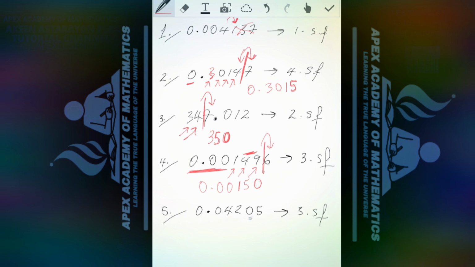0.04205. I wanted to add this one where we have a third significant figure. These zeros are insignificant right here, so my first is 4, second is 2, and my third here is 0. And so I wanted to show you an example where the number is actually 5. So the rule states that if it's greater than or equal to 5, I will still have to add 1 to the previous significant digit, which is 0 here. So I add 1 to 0 and I'll get 1. So my final answer here is 0.0421 for 3 significant figures.